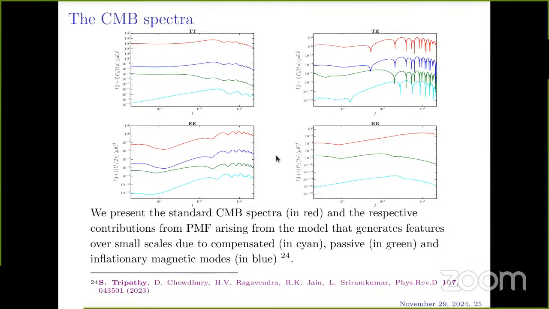So this is how the contributions look. The red one is the standard spectra that we obtained from the primary scalar power spectrum. Then this blue one is the contribution due to the inflationary magnetic mode. The green one is the contribution from the passive mode, and the cyan one is the contribution from the compensated mode. And as expected, the blue one, which is the inflationary magnetic mode, has the higher contribution.